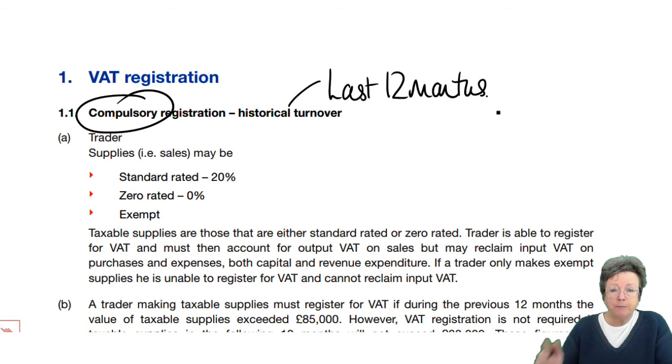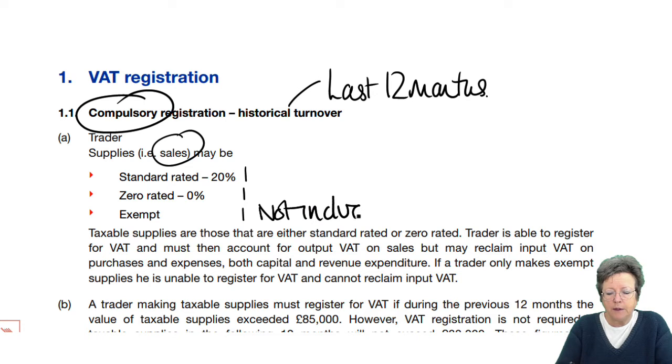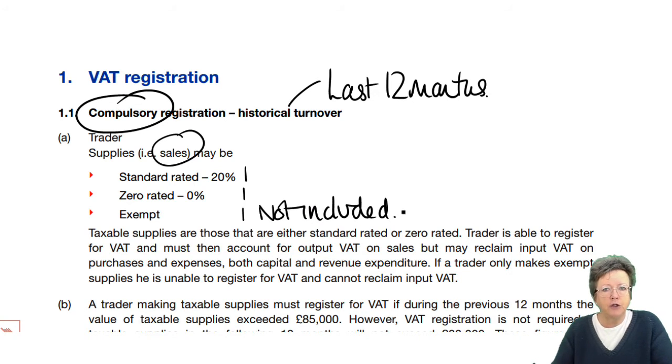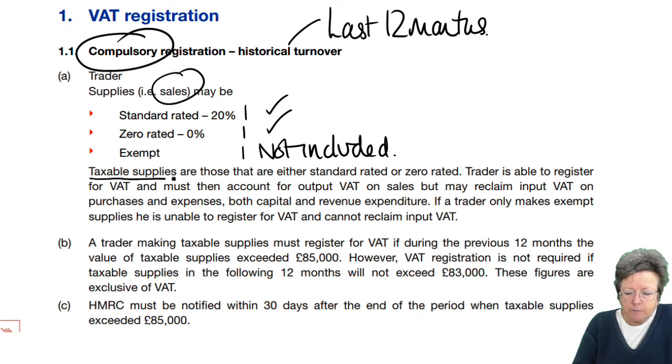Now a trader's supplies, i.e. sales, may be either standard rated 20%, zero rated 0%, or exempt. Exempt supplies are not included in any calculation that you need to make, but standard and zero rated are. So taxable supplies are those that are either standard or zero rated.